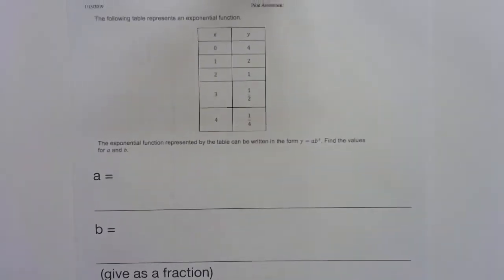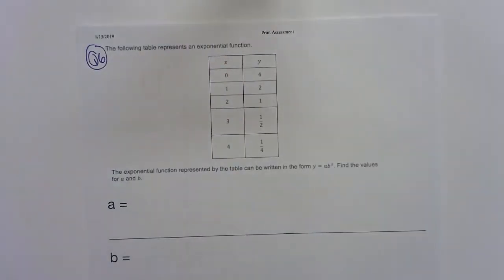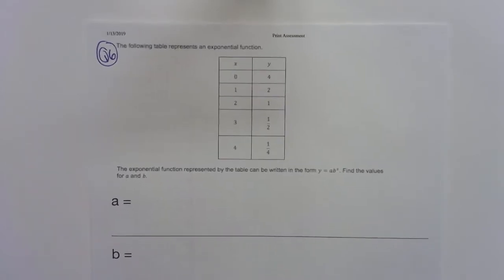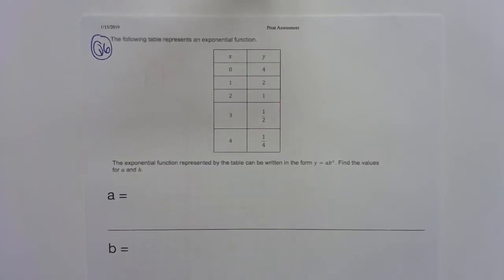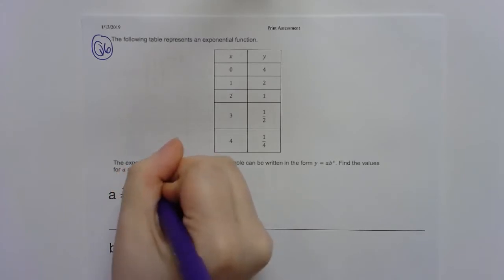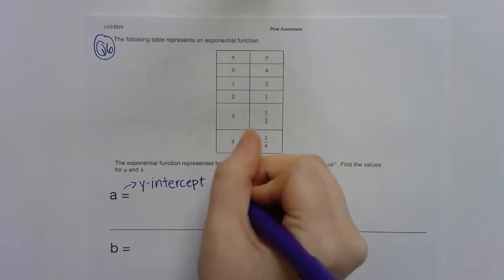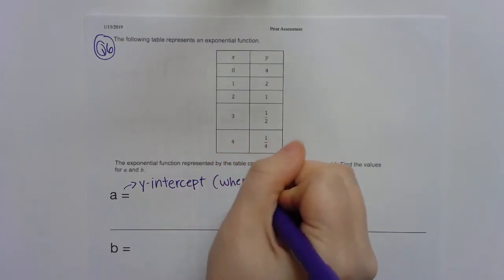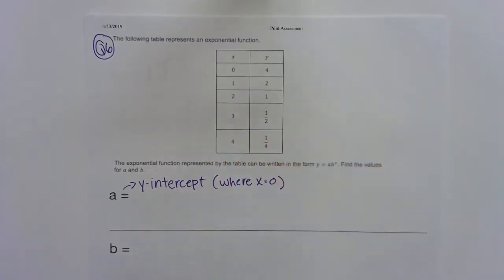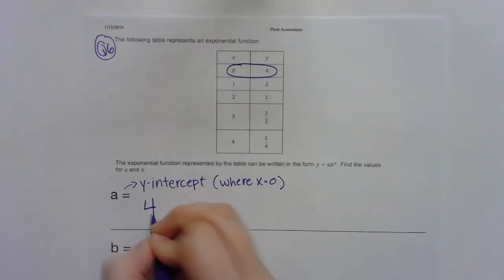Question 6, moving right along. The following table represents an exponential function. The exponential function represented by the table can be written in the form y equals a b to the x. Find the values for a and b. Now remember, a is my y-intercept. So if I'm looking for my y-intercept, that's where x equals 0. If I look at this table, where x equals 0 is 4, so my value of a is 4.